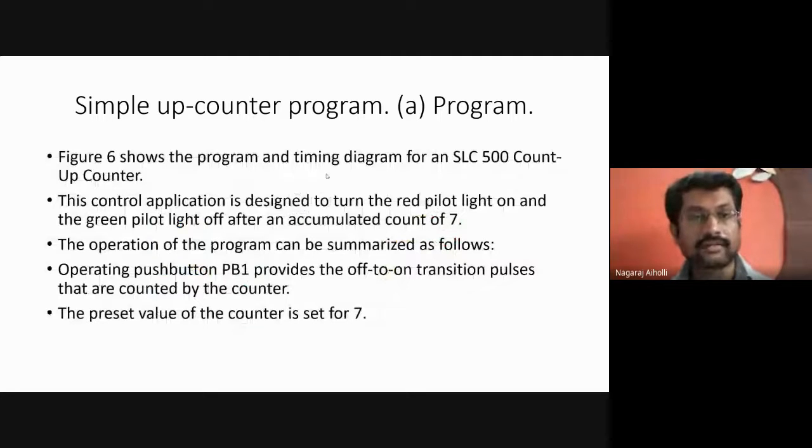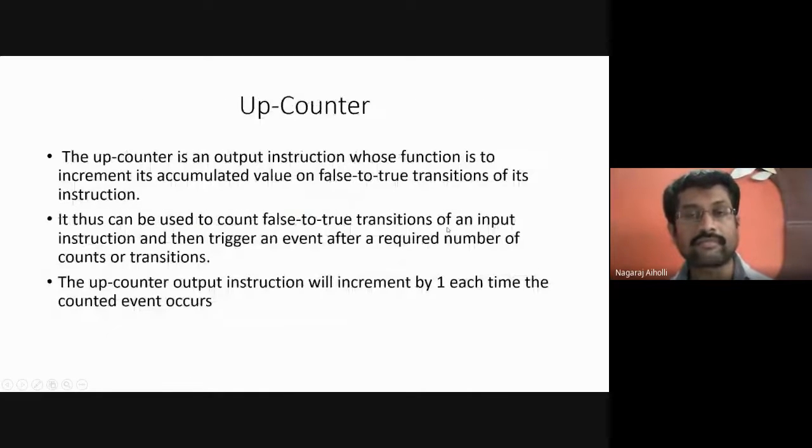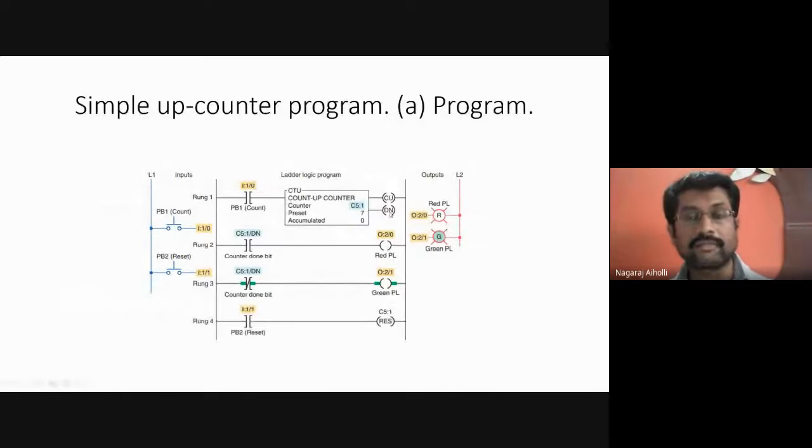Figure 6 shows the program and timing diagram for an SLC 500 up counter. This control application is designed to turn the red pilot light on and the green pilot light off after an accumulated count of 7. After the count of 7 is reached, the done bit is activated, and because of that the red pilot light is turned on. At the initial stage, when the done bit is still 0, the green pilot light is turned on.